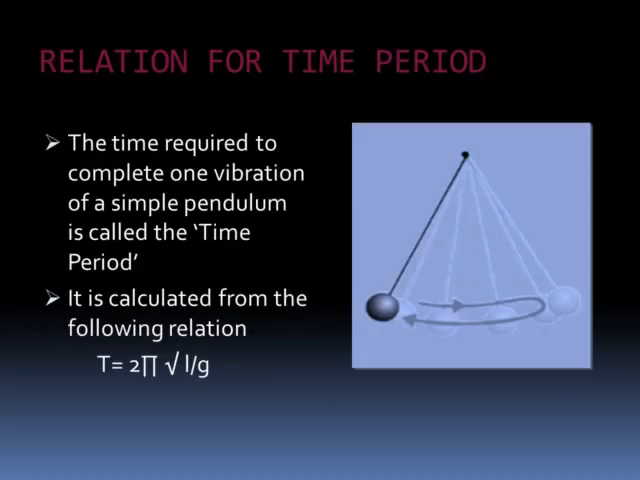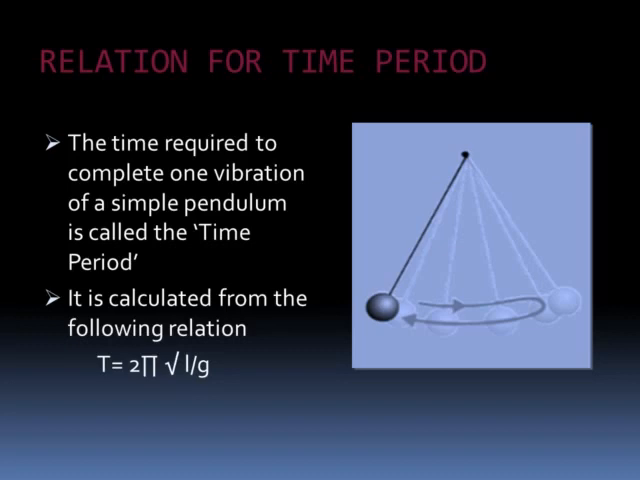Dear students, now we consider an important term related to the motion of a simple pendulum. This is its time period, and it is defined as the time required to complete one vibration of a simple pendulum. One vibration of a simple pendulum has been shown diagrammatically, and in this diagram arrowheads are showing one vibration.